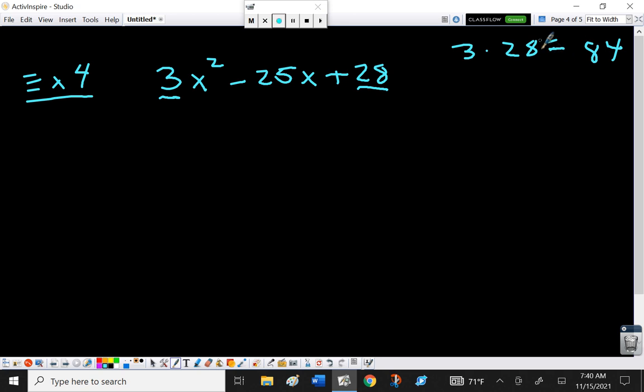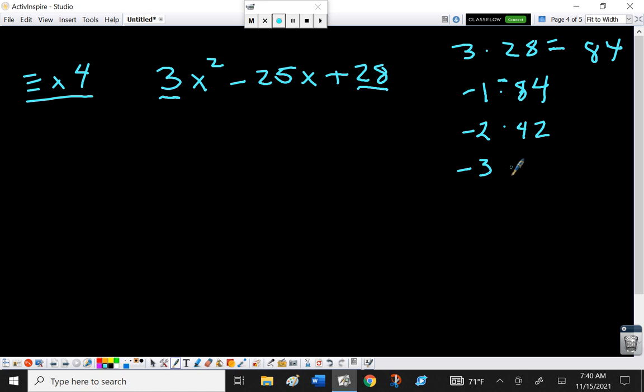Factors of 84, those are a lot of them. There's 1 and 84. Notice I'm only looking at the positives, but I could be looking at the negatives as well. Matter of fact, because this is negative, I want to consider the negatives, okay? All right, let's go. Negative 2 and 42.